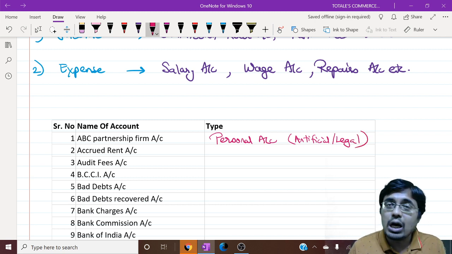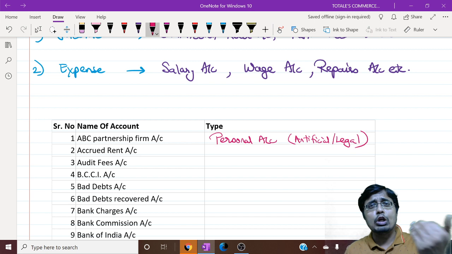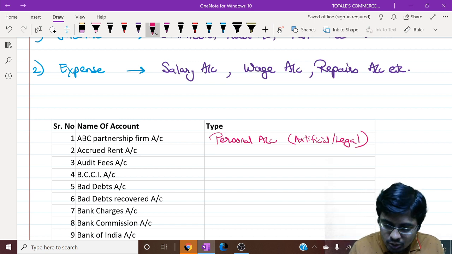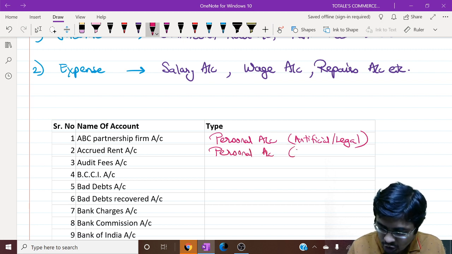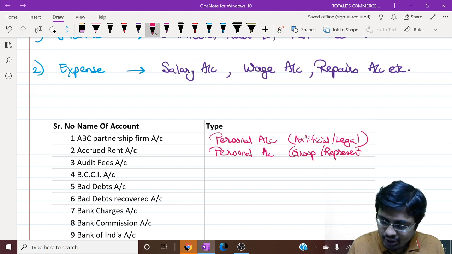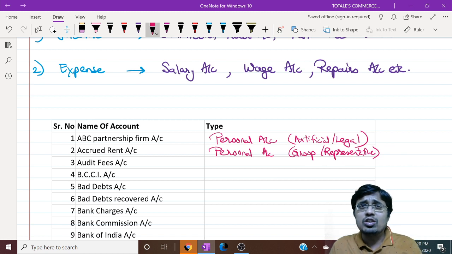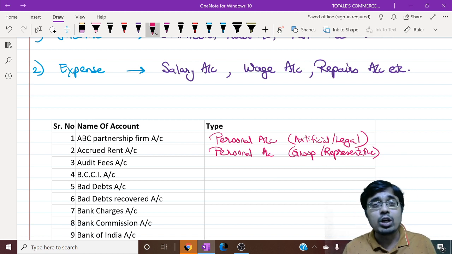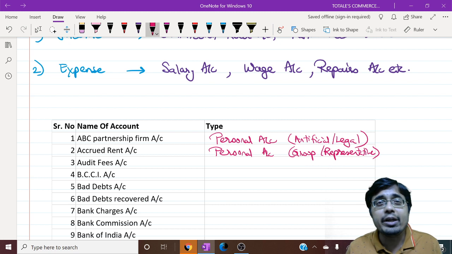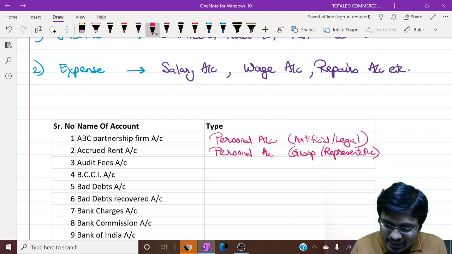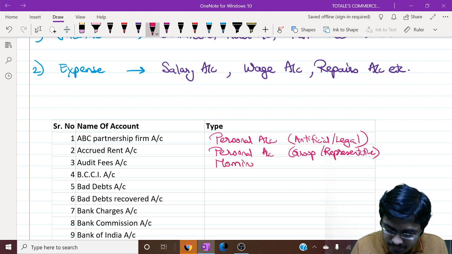Then let's move on to accrued rent. Rent due but not received. It is representing a person. So it is again a personal account. What type? It is a group or representative personal account. Now next is audit fees. Audit fees are basically the charges to be paid to a CA for checking of accounts. So that is a charge, an expense, so a nominal account.